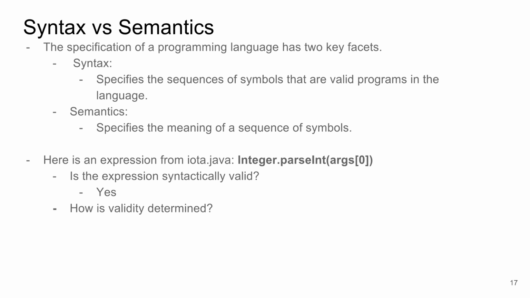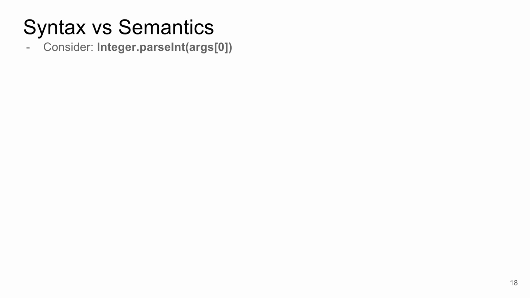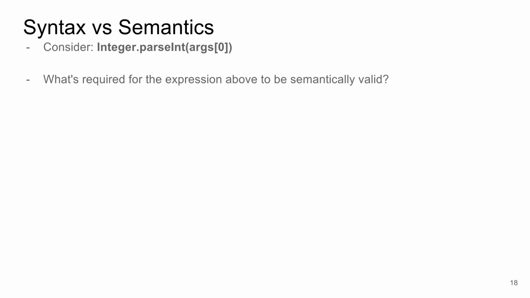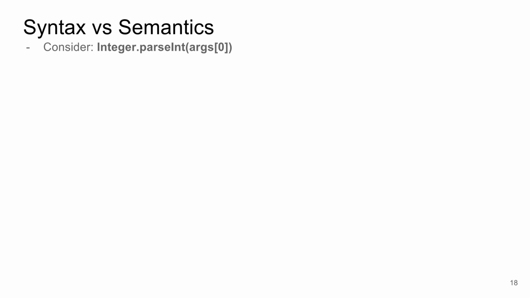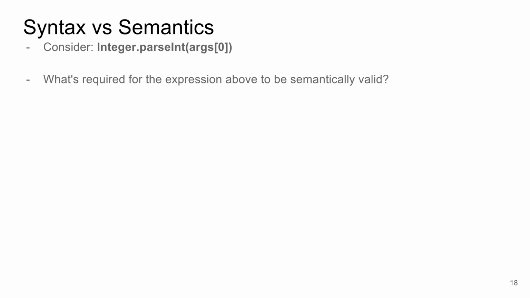How is validity determined? Typically, it's determined programmatically by the parser, which is a component of a compiler that you use to compile your program. You mentioned a grammar earlier. Every language has a grammar that defines its syntax, and a parser essentially checks, is this input program that I'm given following my grammar? What's required for this expression above to be semantically valid? Again, semantics specifies the meaning of a sequence of symbols. So does this have a valid meaning? What would have to be true for this to actually work?